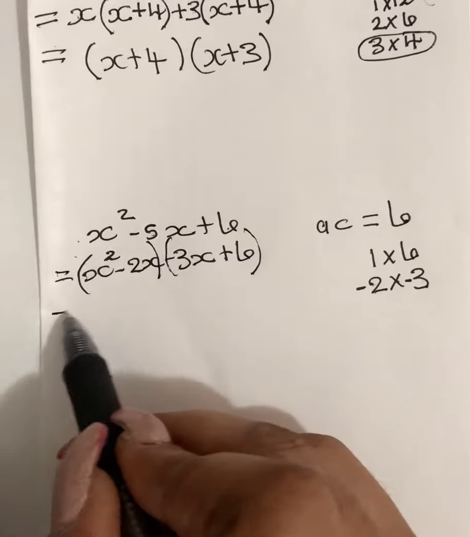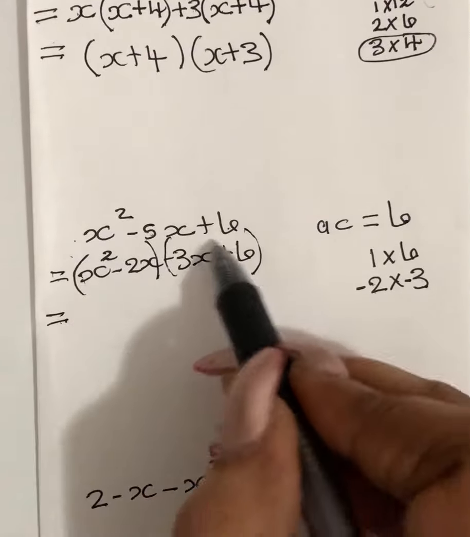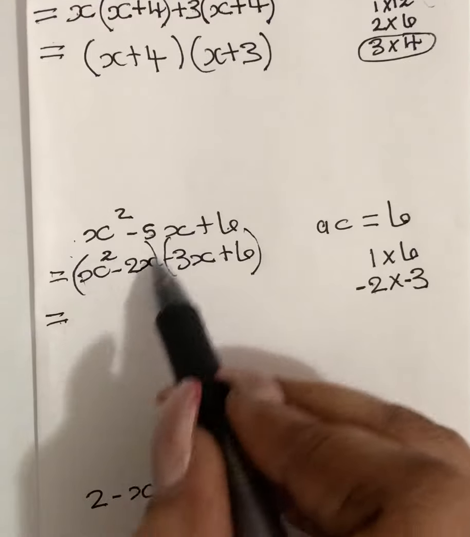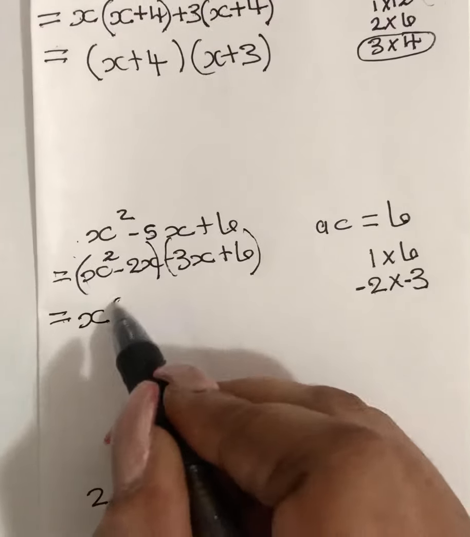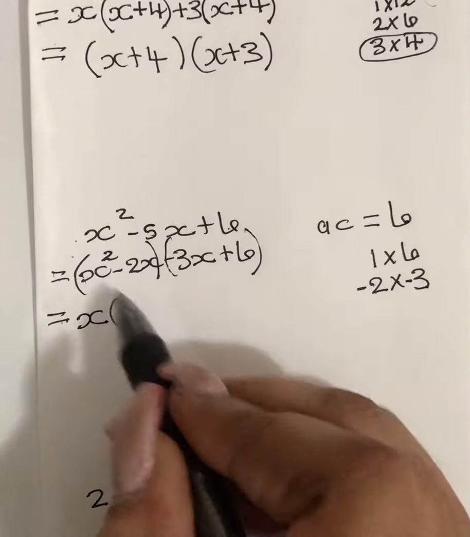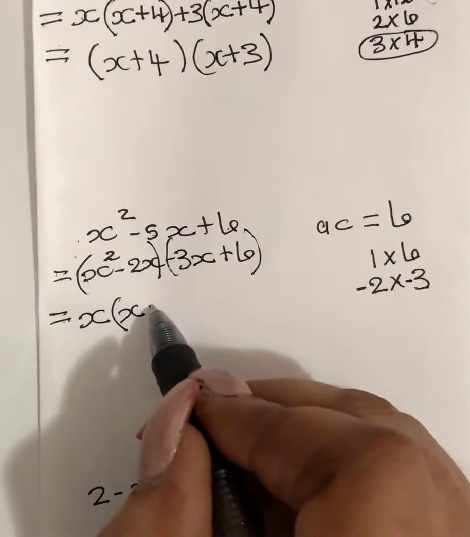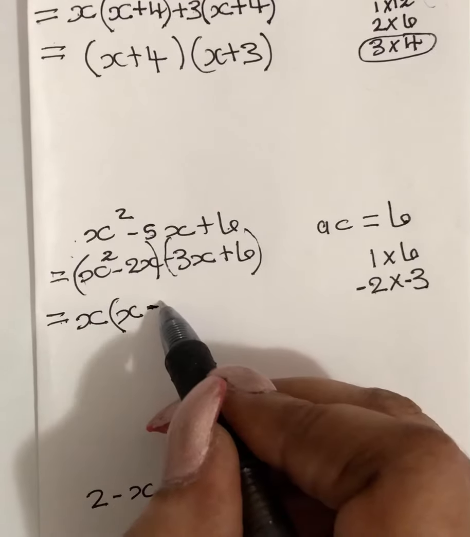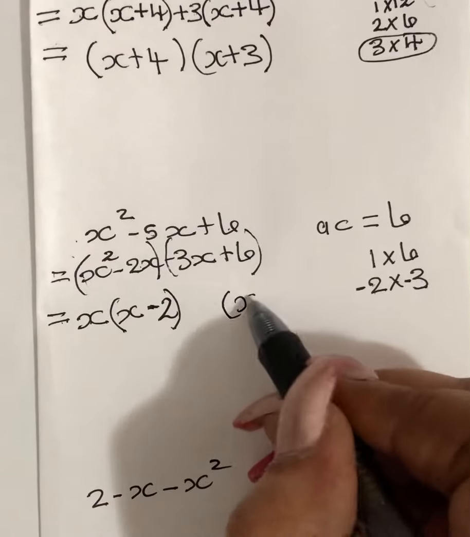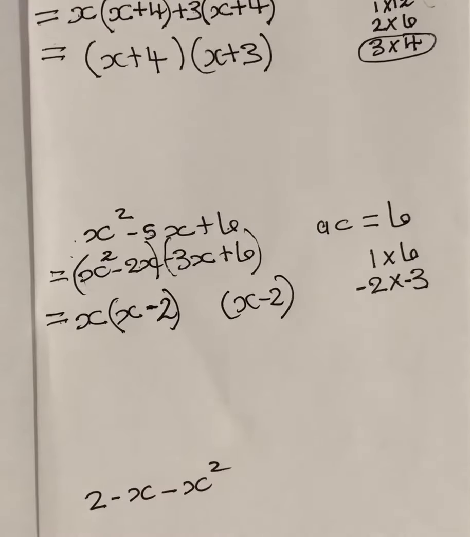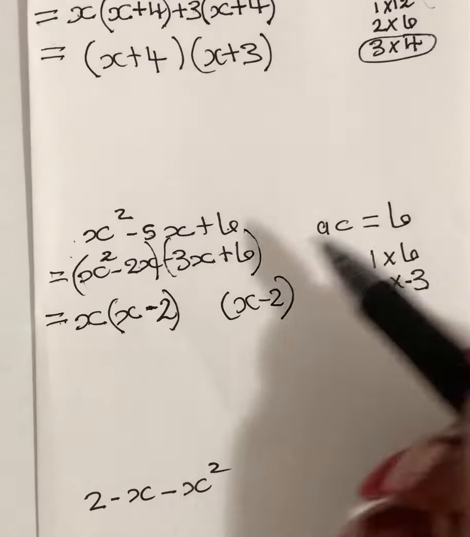And my next step will be to go into each of them. Common factor in the first parenthesis is x. X multiplied by x will give me x squared. X multiplied by 2 will give me negative 2x. And you'll see me do it again. Exactly what's in one must be in the other.